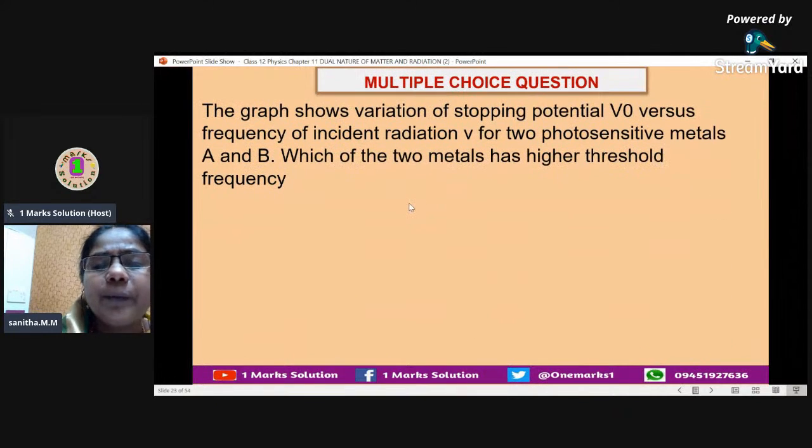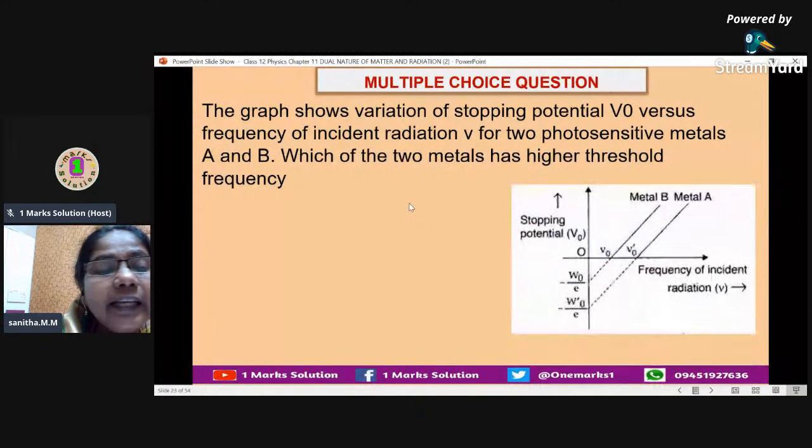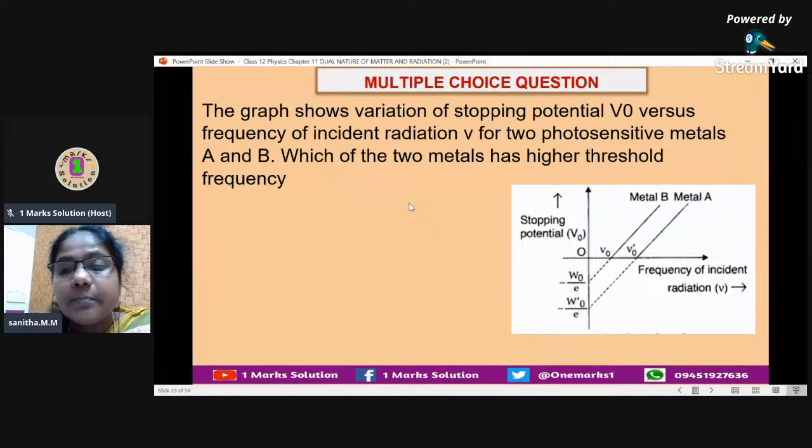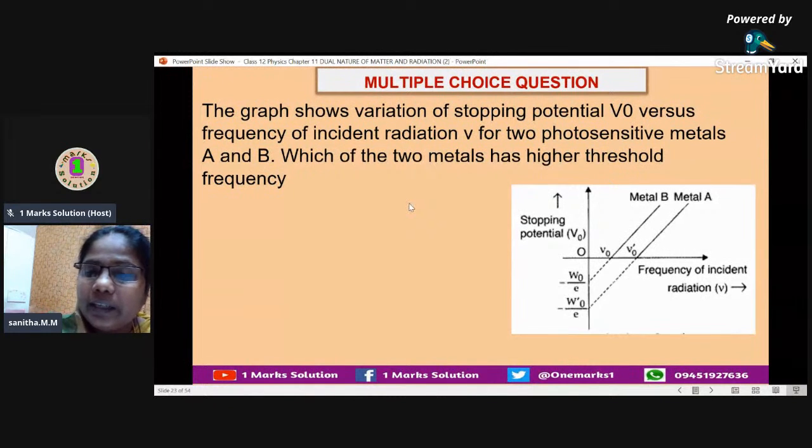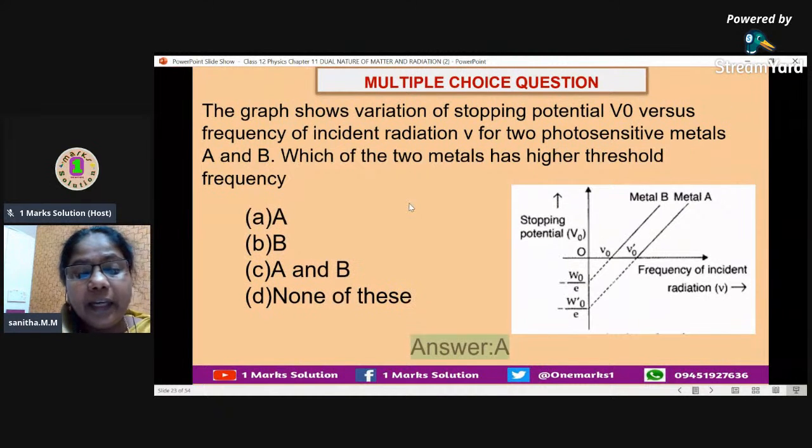The graph shows the variation of stopping potential V0 versus the frequency of the incident radiation nu for two photosensitive metals A and B. Which of the two metals have higher threshold frequency? Of course, you know that when frequency increases, the energy also increases. So they should have minimum frequency. You can see in the graph, minimum frequency is metal B and then metal A. Here the question is asking for higher threshold frequency. So when it is going to the right side, it will have more frequency, so energy also will be more. The options are A, B, A and B, and none of these. The answer is no doubt metal A.